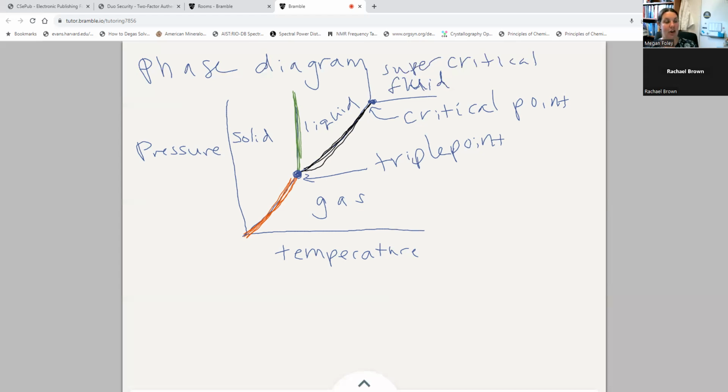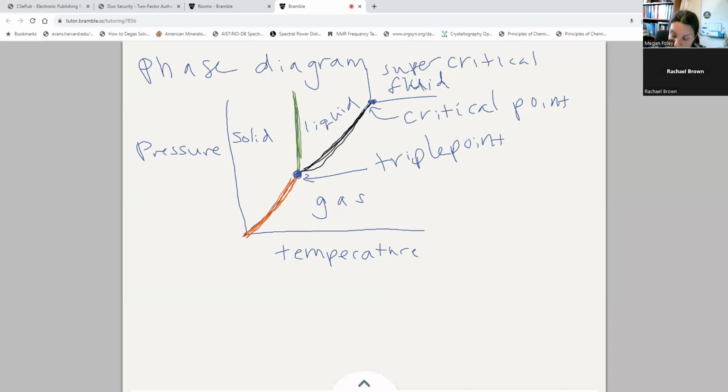It has the ability to diffuse through things like a gas. But yeah, so it's kind of a weird state. It kind of like moves a little bit like a liquid, so it's really, really weird.